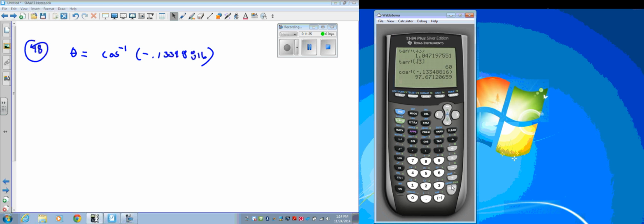So this is degree mode, so 97.67 degrees, and it doesn't tell me where to run the decimal point out at. So that's what you're going to do there.